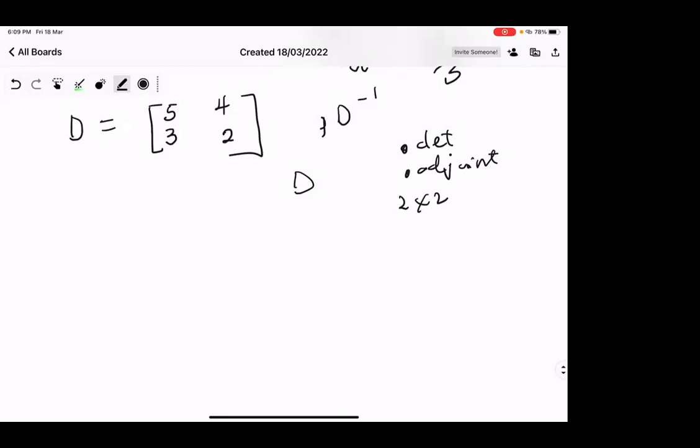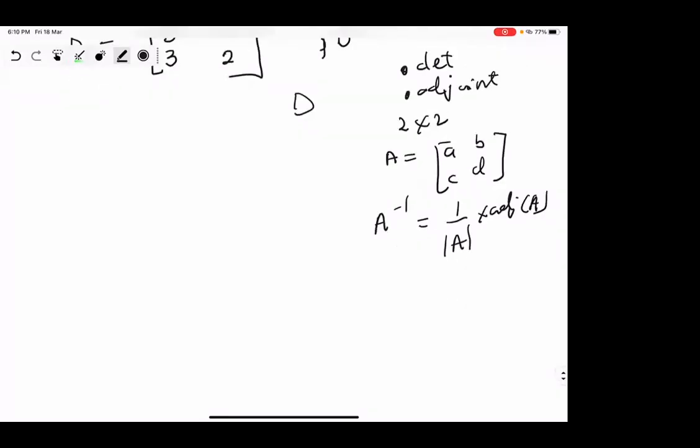Okay, so given any 2 by 2 matrix A, which is [A, B; C, D], then the inverse of A, not just 2 by 2, but for any matrix at all, is given by 1 over the determinant times the adjoint of the matrix. Okay, to find the determinant of a 2 by 2 matrix, we multiply components on the leading diagonal, which is AD, minus product of members on the other diagonal, BC.